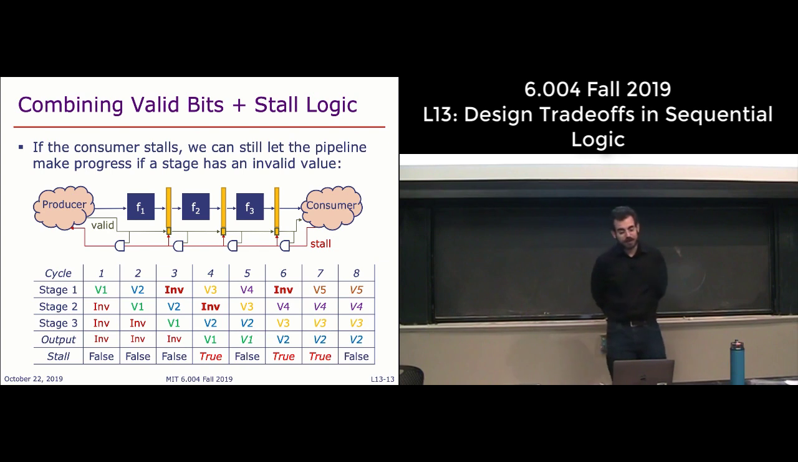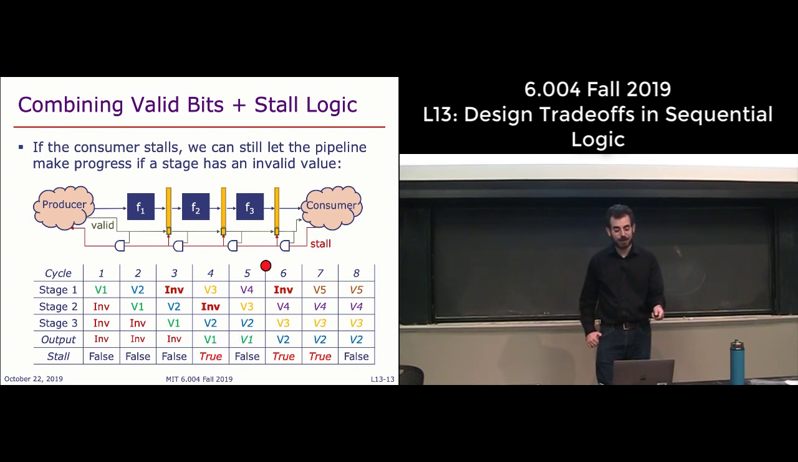So now how does this look? The pipeline diagram gets much more interesting. So here you have valid values progressing through the pipeline like before, but then on cycle 3, the producer doesn't produce a valid input, so we have an invalid value. Then on cycle 4, this invalid input is being processed, or is in this state, so this pipeline register is invalid. Now, what happens is the consumer sets stall to true.